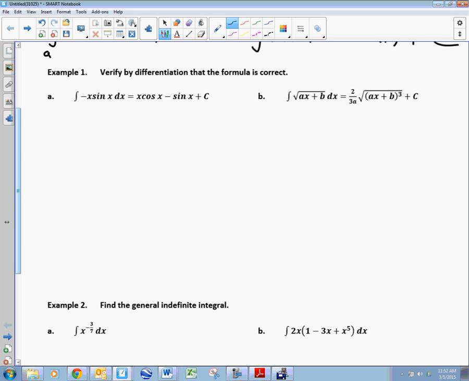So we want to verify that they are in fact true. a and b are just numbers. X is our variable.